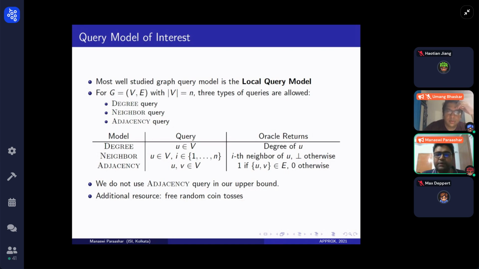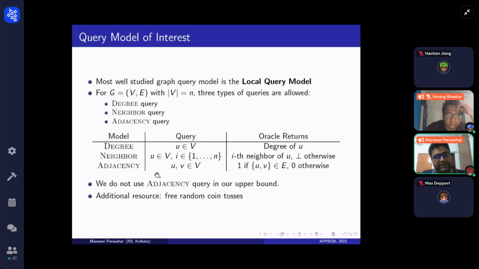And the local query model allows three types of queries: a degree query, neighbor query, and adjacency query. With a degree query, an algorithm can query a vertex U, and the oracle will return the degree of that vertex. With a neighbor query, the algorithm can query for a vertex U and an index i in 1 to n, and the oracle will return the ith neighbor of that vertex if it exists, or will just give a special symbol if it does not.